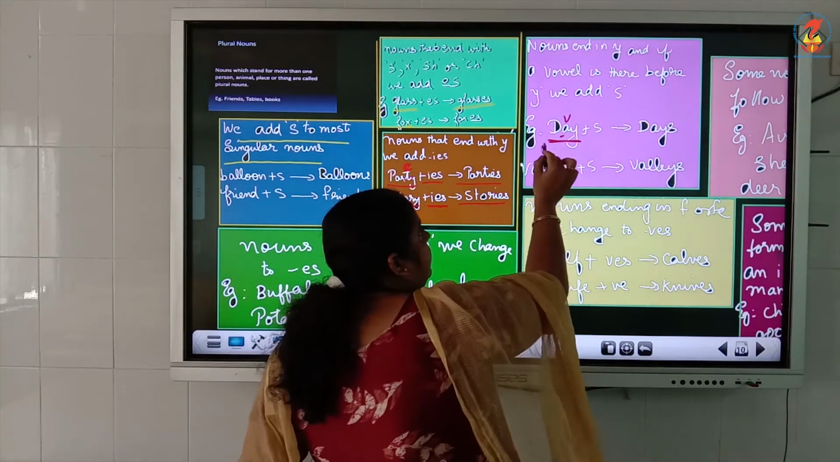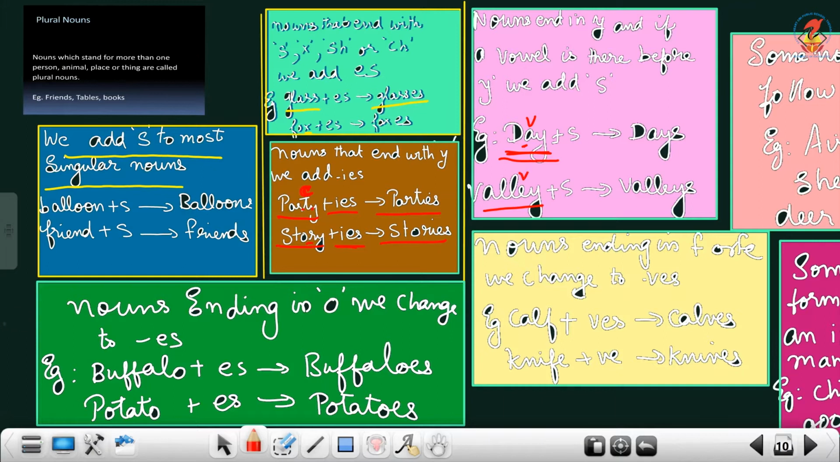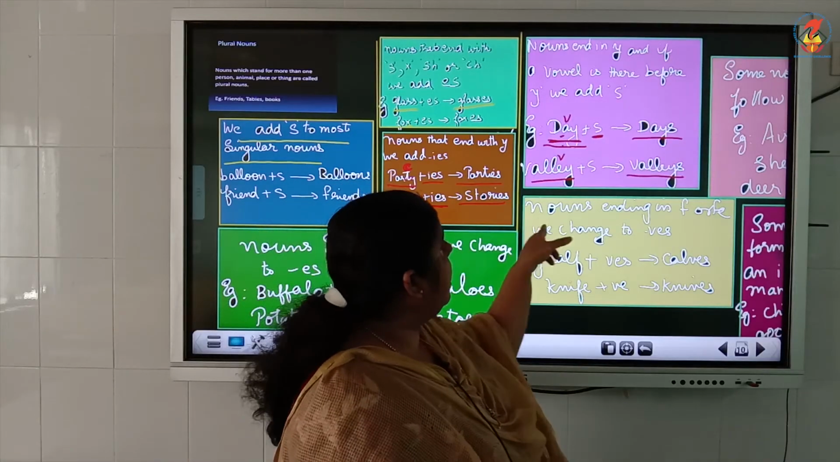But see, in the case of this one, day, valley, these are vowel sounds. Before y, we have A or E, A, E, I, O, U. They are vowels. If a vowel is coming there, we will just add s to it. We don't write days, D-A-I-E-S. No, D-A-Y-S, days. That is because a vowel sound is coming before y. So we write valley, V-A-L-L-E-Y-S, not I-E-S. I hope it's clear.